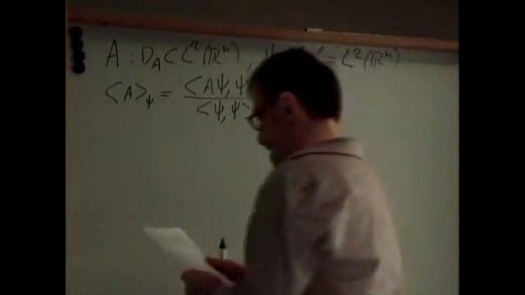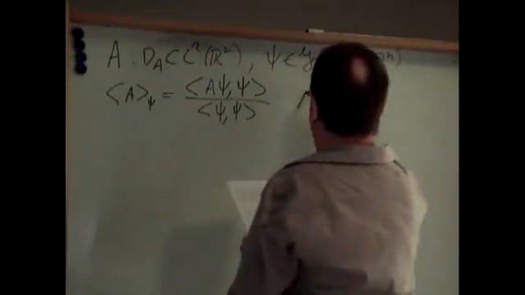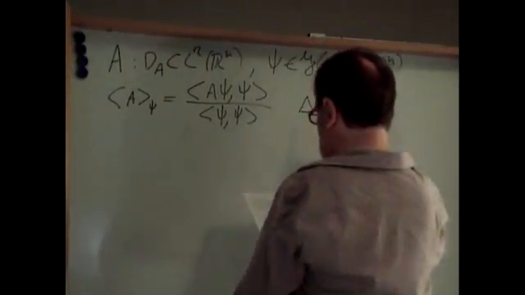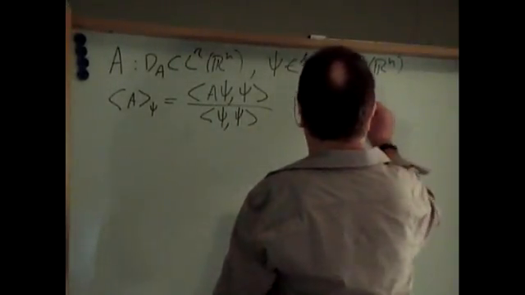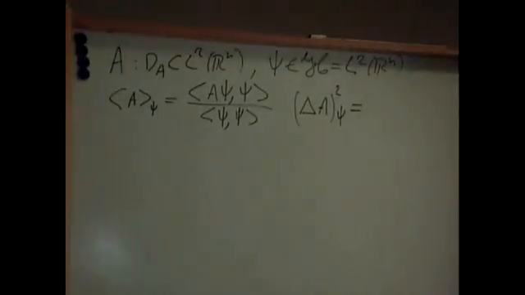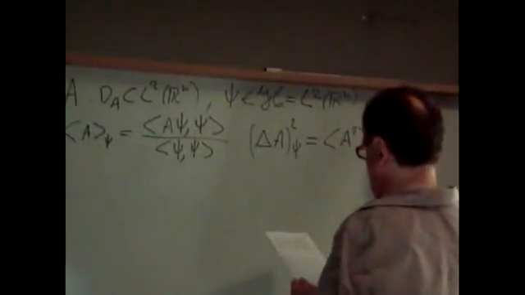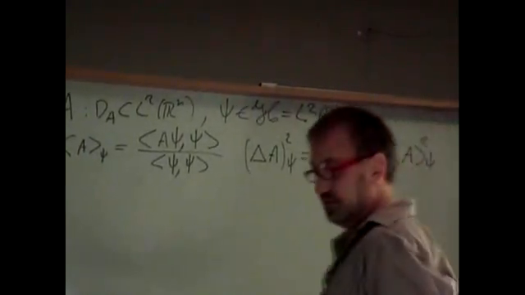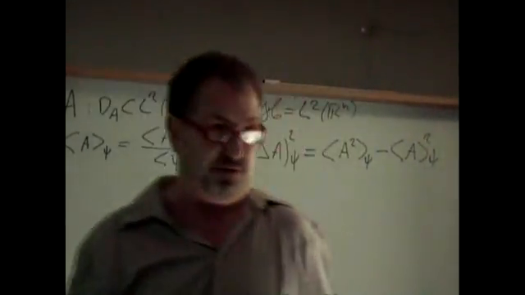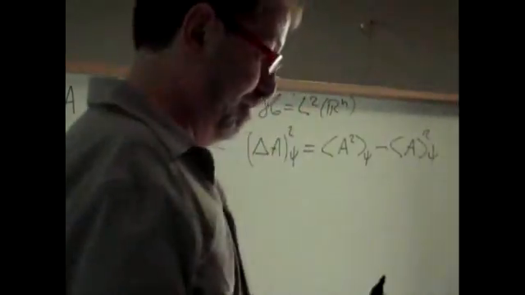Then you define the delta A by the following formula. One should be aware that it's always relative to a certain state. Delta A squared equals the average value of A squared in this state minus the square of the average value of A in this state. I think this is the standard definition of the standard deviation, let's call it.